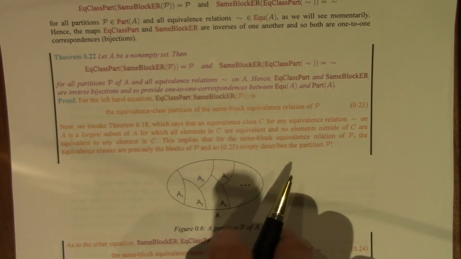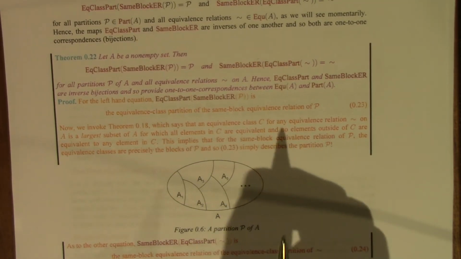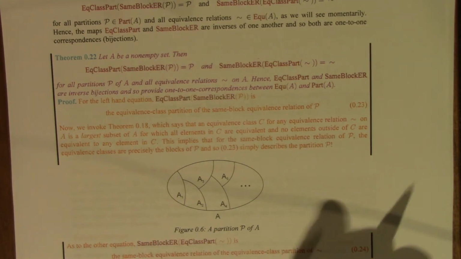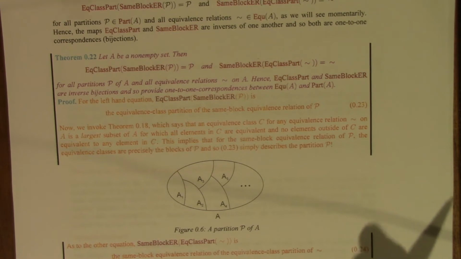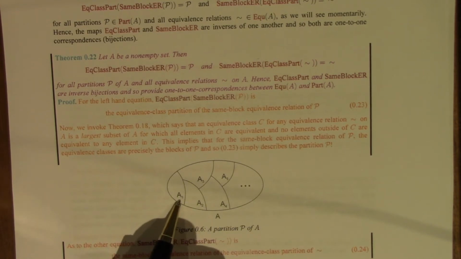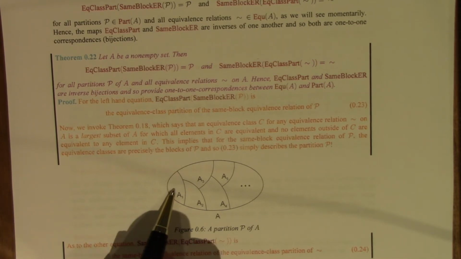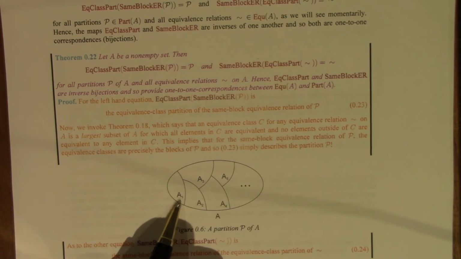So we're just describing the blocks of the partition. Take the partition, the same block equivalence relation, though the equivalence classes are the biggest sets where everything's equivalent. So let's focus, say, on block A1 here. What's the biggest set? Let's take an element in A1. What's the biggest subset of A for which all the elements are equivalent to that element? Well, it's just the block, because this is the same block equivalence relation.